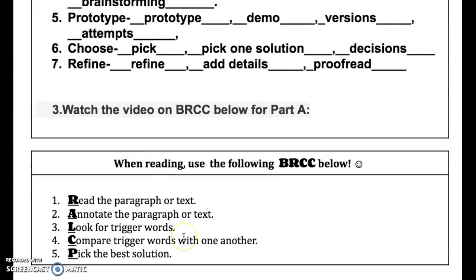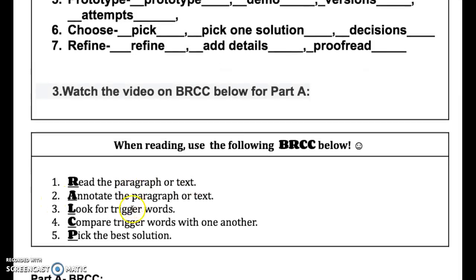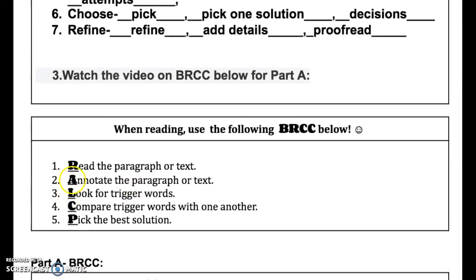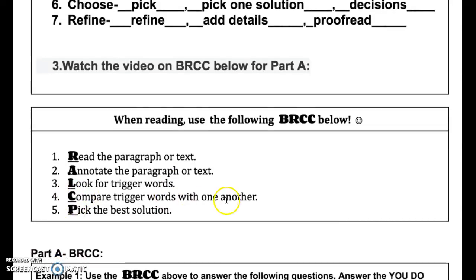So now I'm going to give you a scenario, and we're going to use this tool called the BRCC. And the BRCC is just 5 different steps. The first step is going to be R, read the paragraph or text. The second step is 2, annotate the paragraph or text. 3, look for the trigger words. Those are words we just went over. 4, compare trigger words with one another.